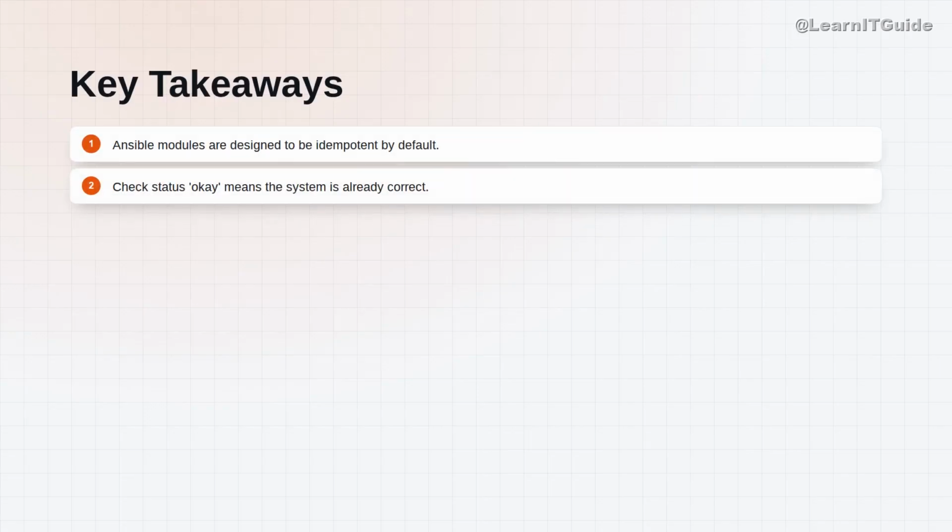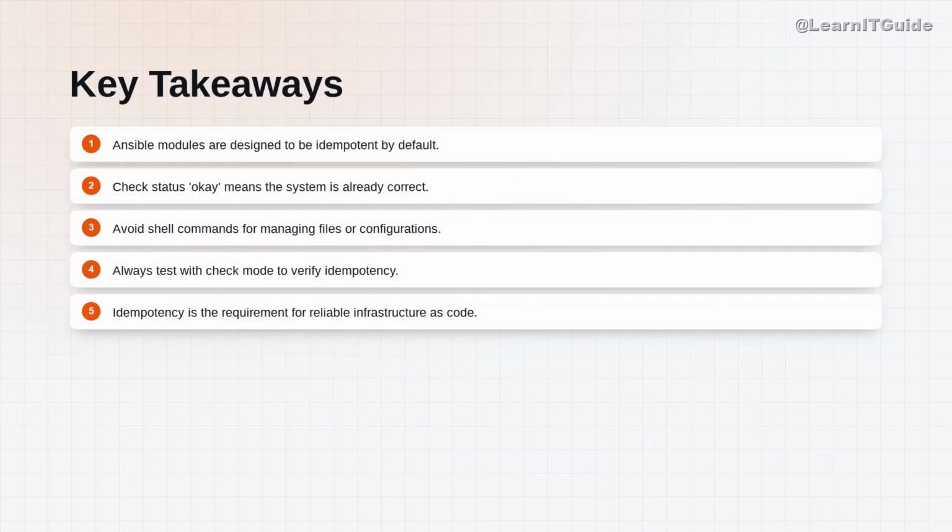You now know that Ansible modules are your best friend for idempotency. Remember that an OK status is actually a good thing. It means your system is already in the desired state. Never use shell commands when a native module exists, and always verify your changes using check mode before deploying. Idempotency is not just a feature, it is the foundation of reliable infrastructure as code.